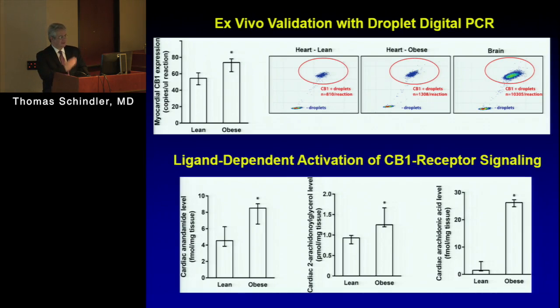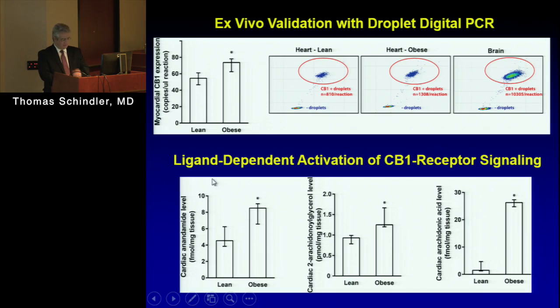So what we did with Pal Pacher at the NIH, we sacrificed the hearts of the mice, and then we validated the mRNA within the myocytes. And what you could see is then there was a striking increase of mRNA measured with droplet digital PCR from lean to obese. And then you see also in the brain you have the highest expression, that's as control. So you have an increase in mRNA in the myocytes that shows that the signaling is active. So it's an indirect proof that there's a higher increase in CB1 receptor expression.